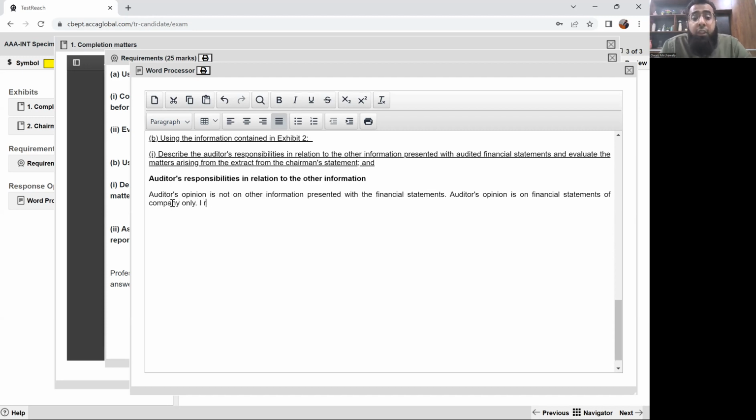Okay. In relation to other information presented with the financial statements, the auditor has to make sure that this other information is consistent with the financial statements. Okay, so the auditor only makes sure that this other information is consistent with the FS. If there is any misstatement in other information, it will not affect the auditor's opinion.